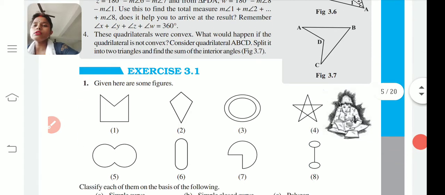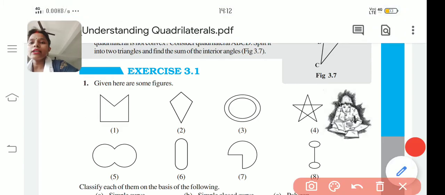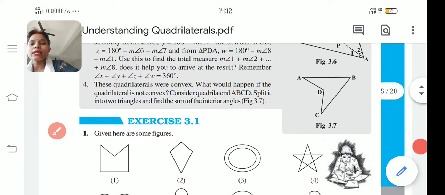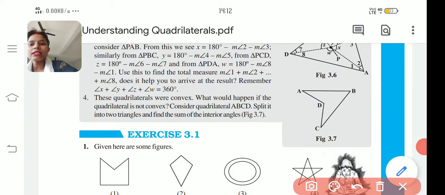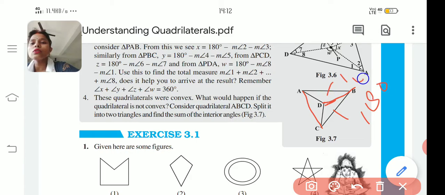Now see the questions. Here you can see that this one is the convex type of quadrilateral. This one is the concave type of quadrilateral, in which the diagonal is outside. We can join the diagonal B and D. Now two triangles are there. The sum of this triangle is 180 degrees, and the sum of this is also 180 degrees. So the sum of all the angles of this quadrilateral is equal to 360.